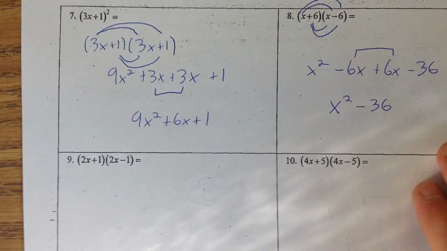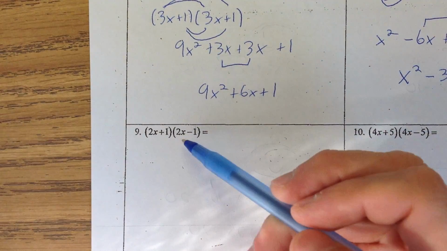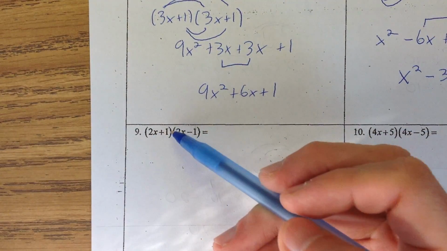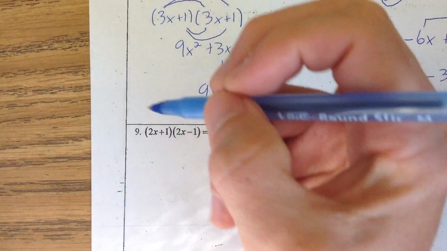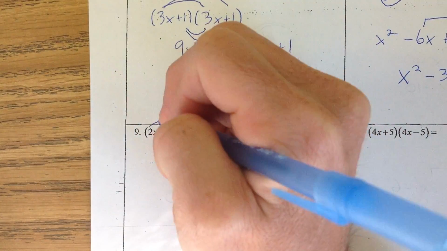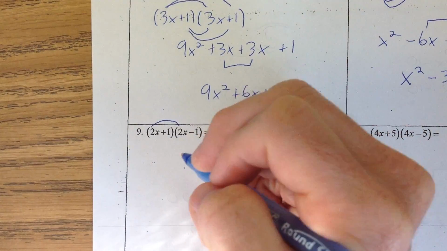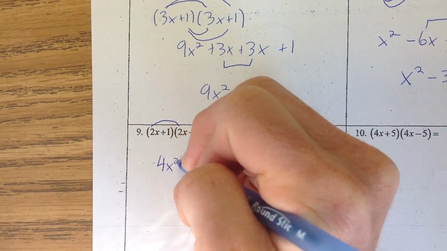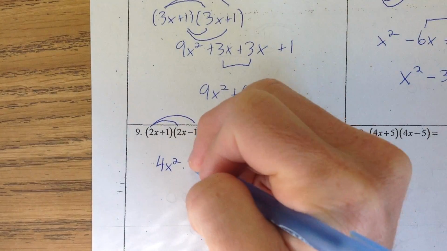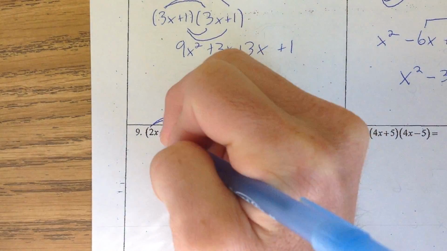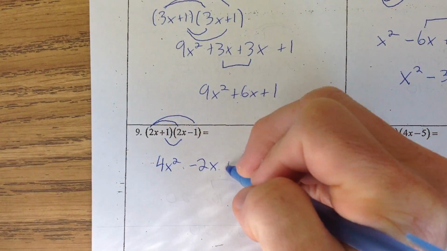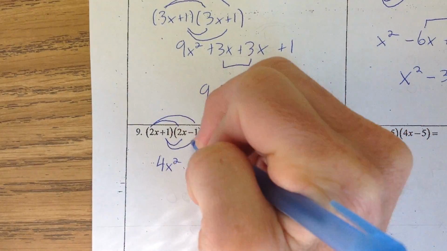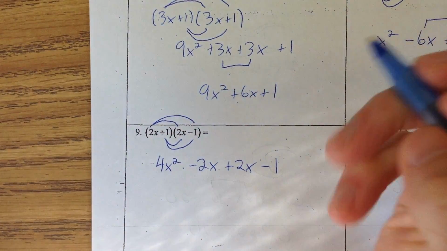So if we look at this next one, the fronts are the same. We have plus a number, minus the same number, so we should expect the middle to drop out. Let's see if it does. 2x times 2x is 4x squared. 2x times minus 1 is minus 2x. 1 times 2x is plus 2x. 1 times negative 1 is negative 1.